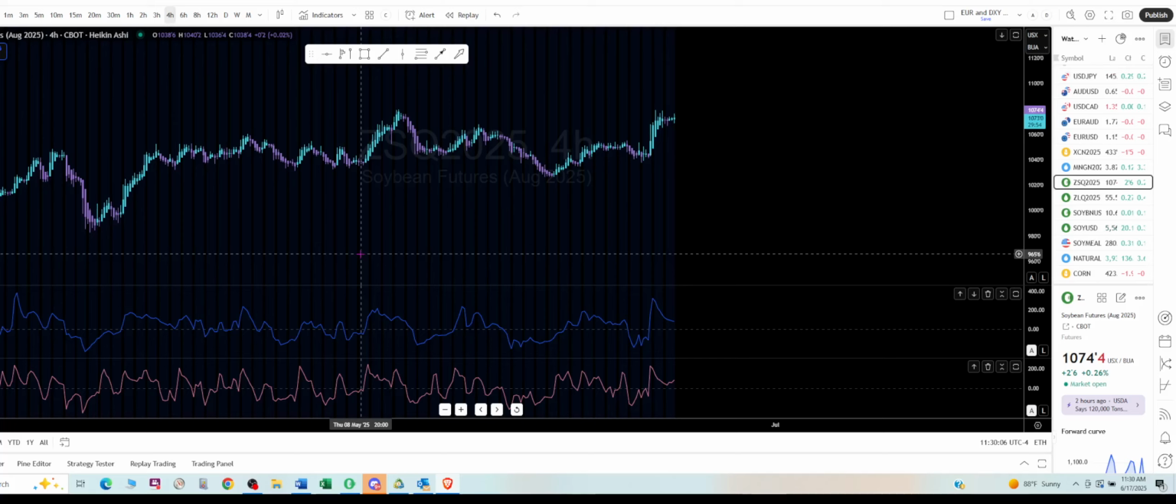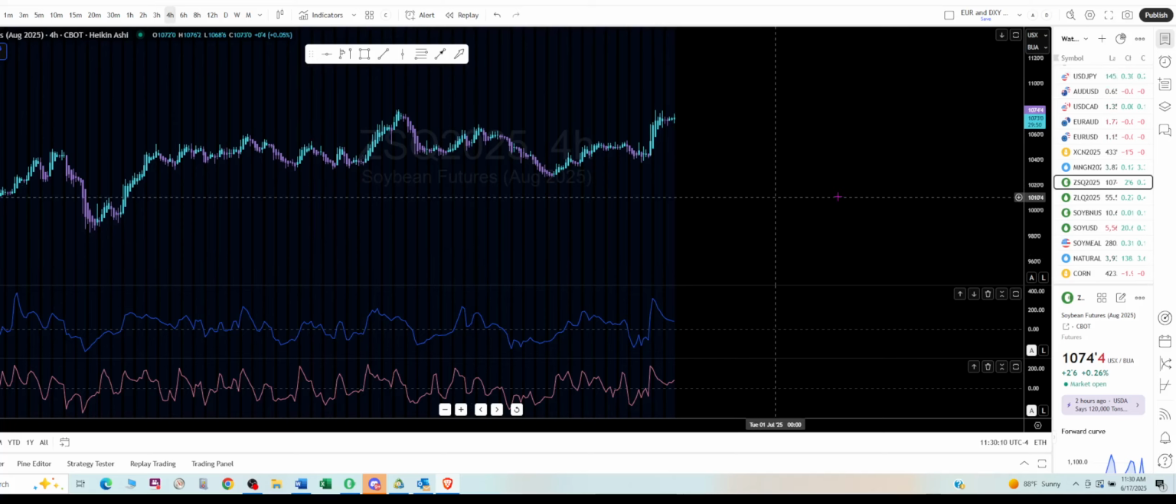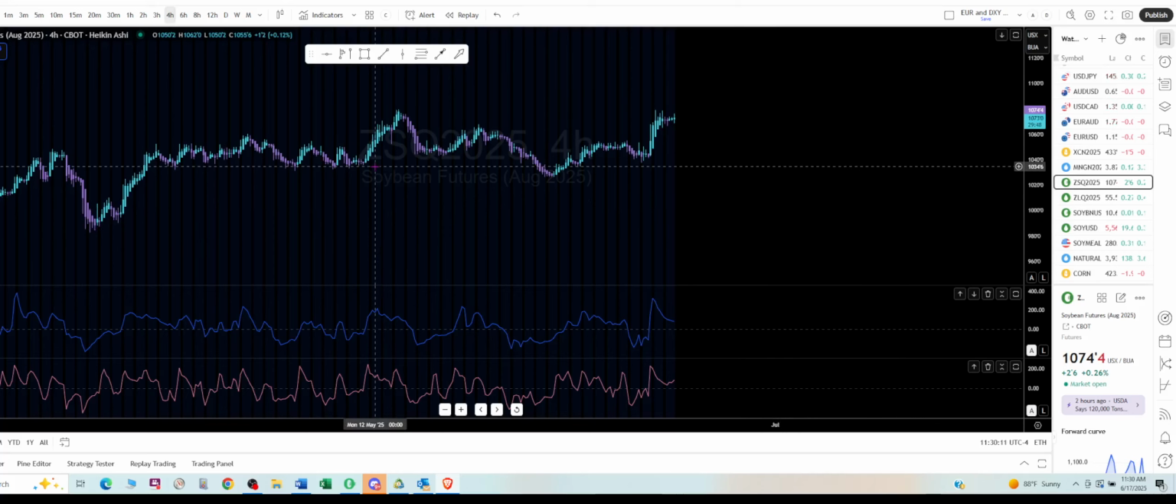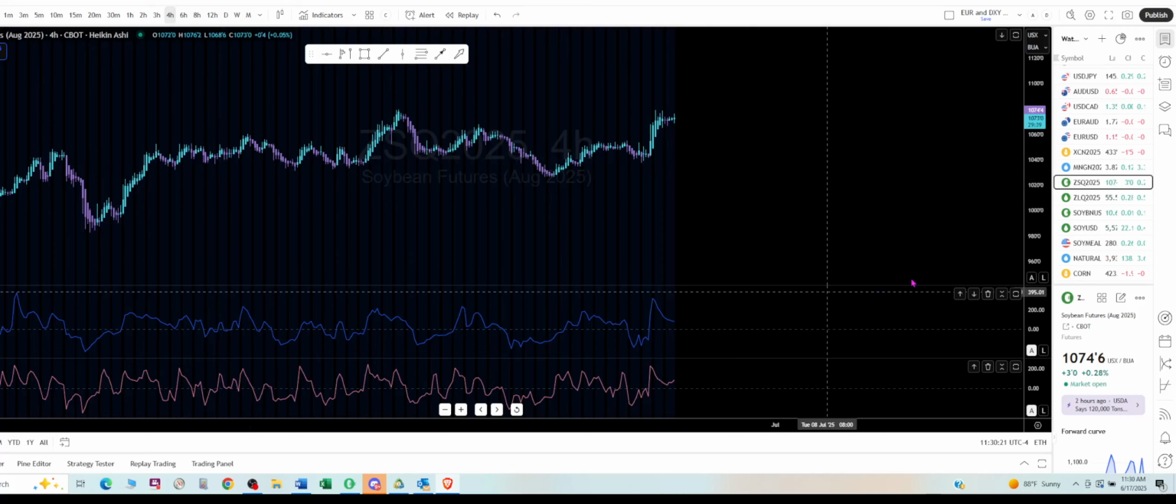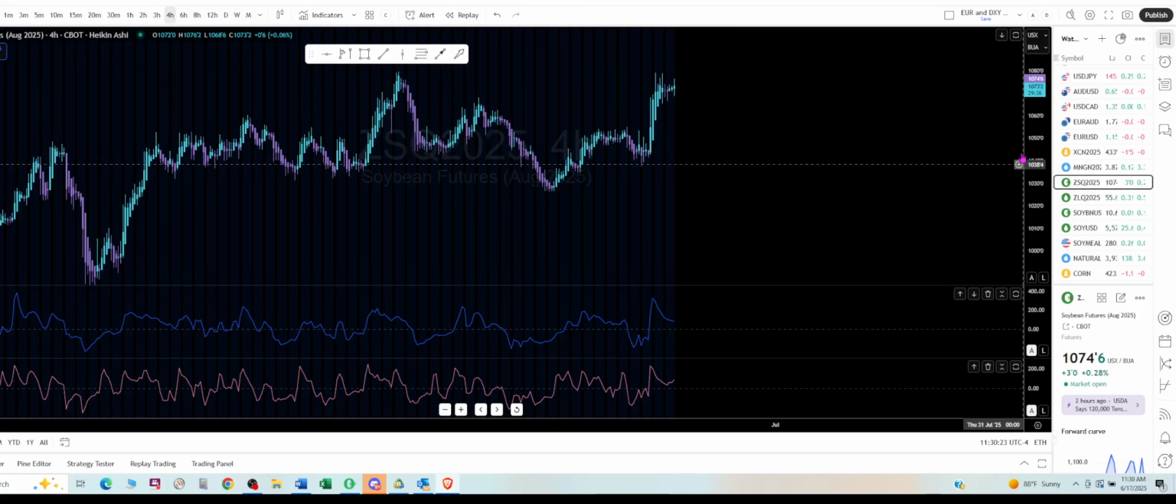TradingView, this is the same chart, August contract 4-hour chart. You don't see that giant wick back on April 17th, so I don't know what that was about. This is April 17th right in here, and you don't see it on the chart, so I have no idea why my broker's showing that huge wick, but it's a little annoying.